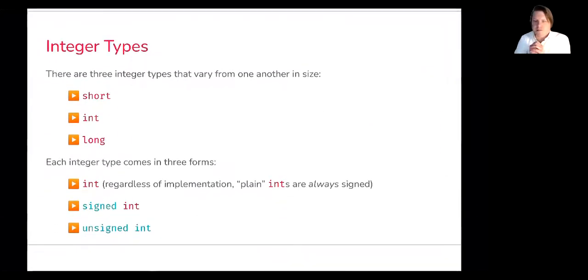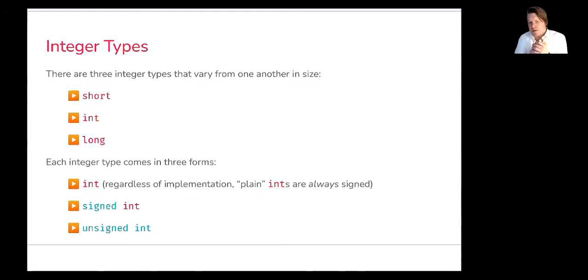So the integer types. There are 3 integer types which are essentially going to vary from one another in terms of their size. And the size is going to have direct implications in terms of the range of values that they could store. So there's a short, which is going to be at most the size of the integer. Then there's going to be a long, which is going to be at least the size of an integer. In most implementations, it will be larger. So again, for all intents and purposes in this class, an int should be sufficient unless we discuss otherwise.